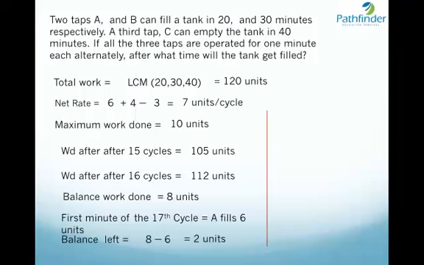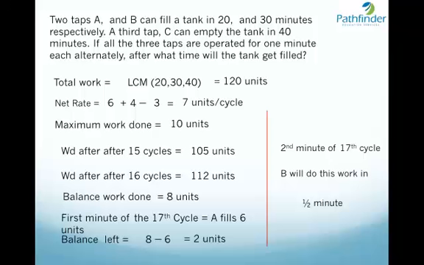And what is the rate of work of B? The rate of work of B is 4 units per minute. So B will complete these 2 units in half a minute. 4 units for 1 minute, and therefore 2 units, B takes half a minute. So in the second minute of the 17th cycle, B will complete this work in actually half of a minute.